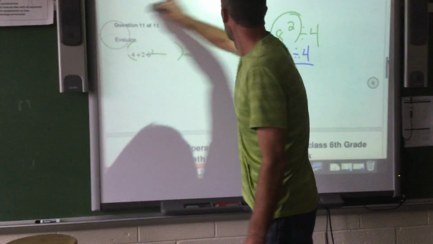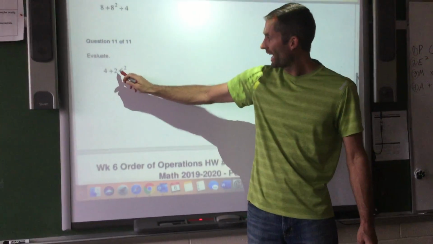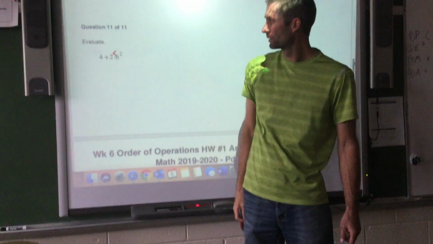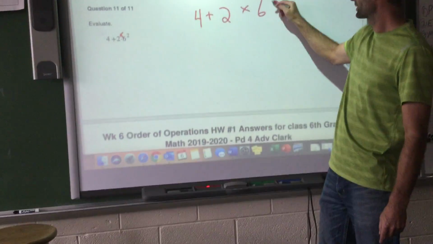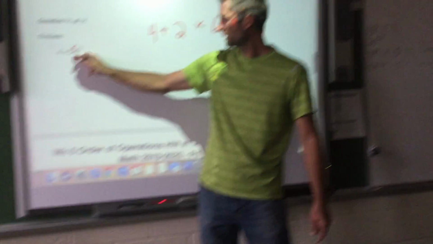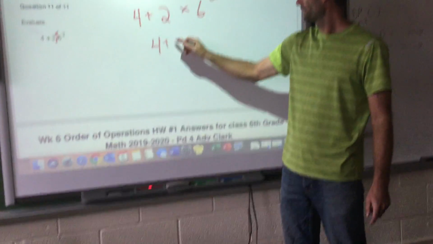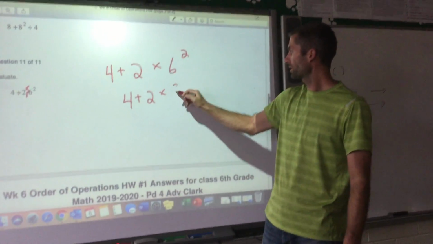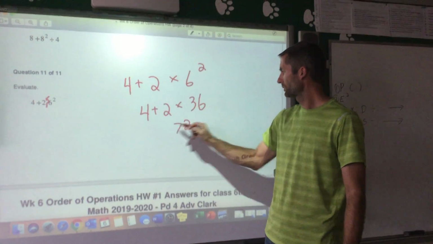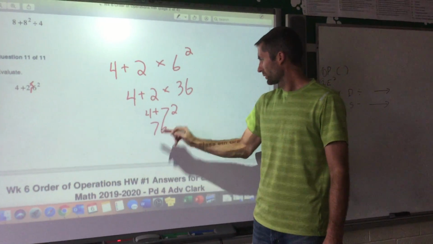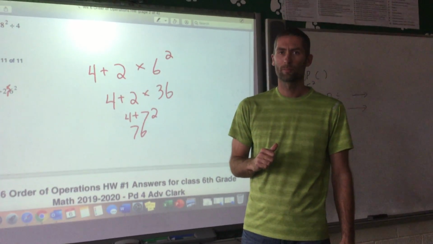Similar question. Now this is one part that I know some of you are going to ask me about, and we'll talk about it a lot during the week. That dot means multiply. So it's 4 plus 2 times 6 squared. That's not a decimal. A decimal would be down lower. Okay, so first, exponents. 6 squared is 36. Next, multiply before we add. 2 times 36 is 72. Your answer is 76. Make sure you show your steps. Okay, show your work and you'll do great. All right, thanks.